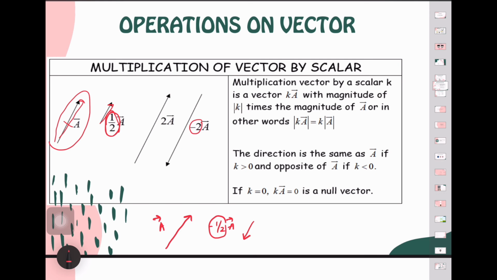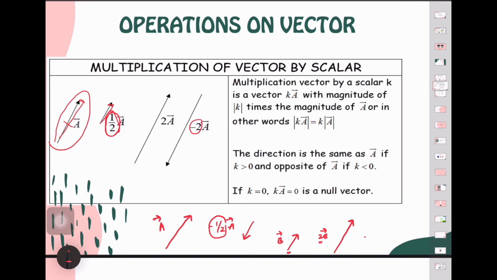Okay, for example, if we have vector B, this one is vector B. What is vector 2B? It will be the vector B with the same direction, but the magnitude is 2 times the original B. So it will be like this, 2B. The direction is still the same.